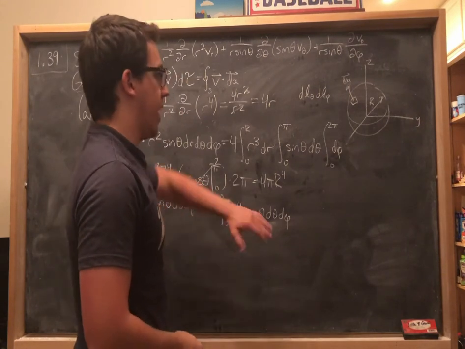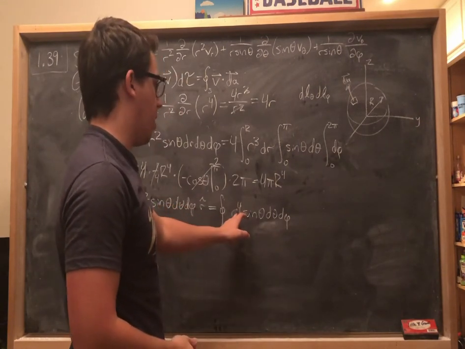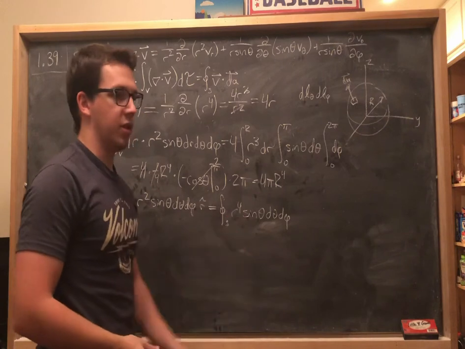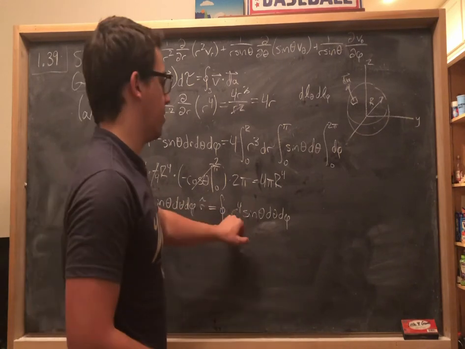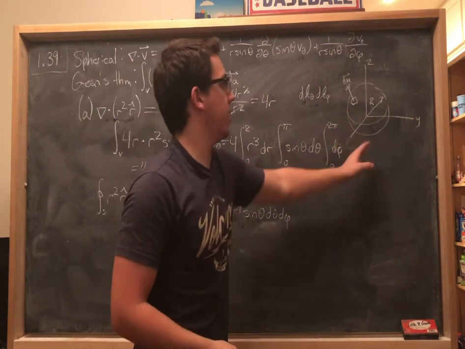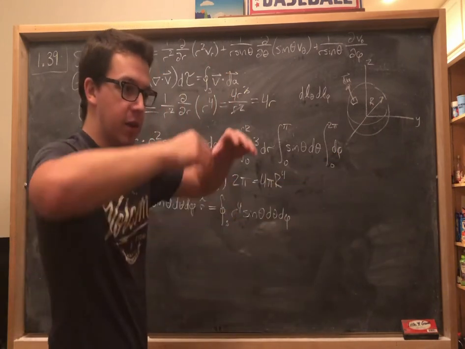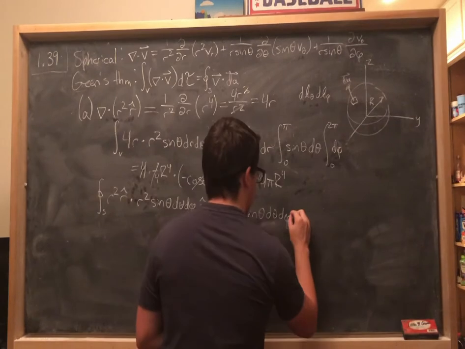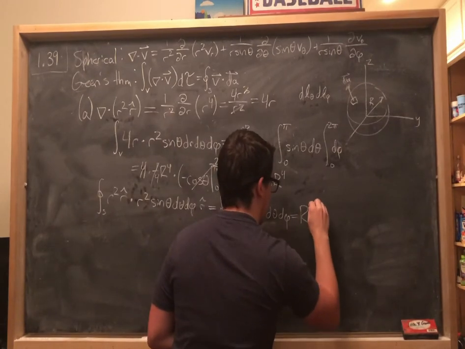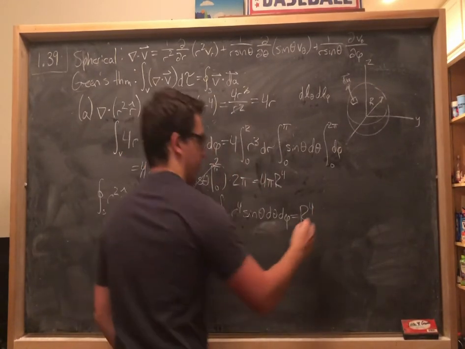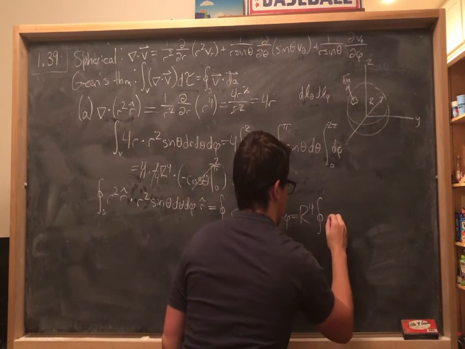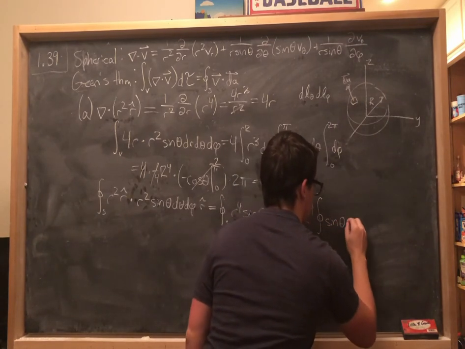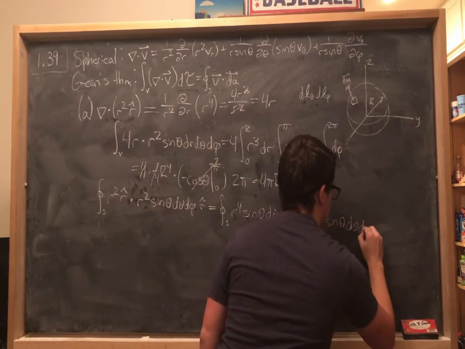But we're taking this at the surface of the shell. So r is not a variable here, it's going to be constant, because it's the radius of the sphere. So we can actually pull that out and get capital R to the fourth, and then again this closed loop integral of sine theta d theta d phi.